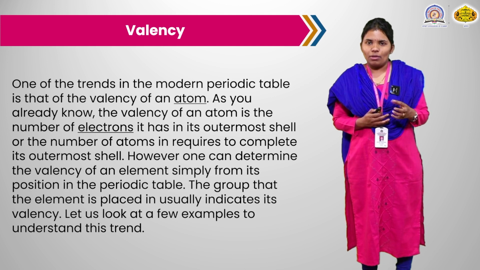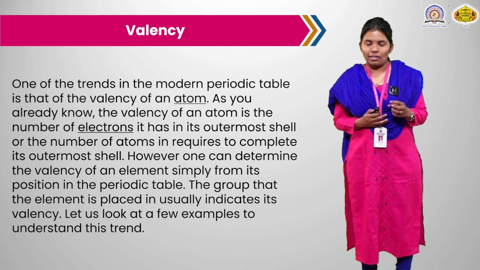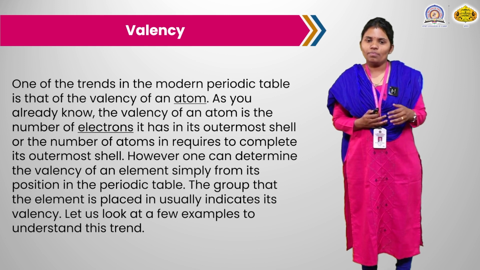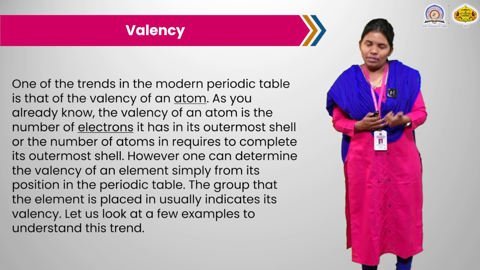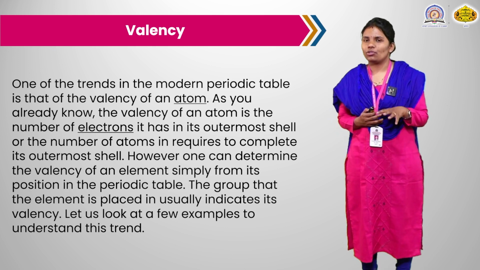You can even take the example of sodium. It has atomic number 11, so the configuration is 1s2, 2s2, 2p6, 3s1. It can lose 1 electron.